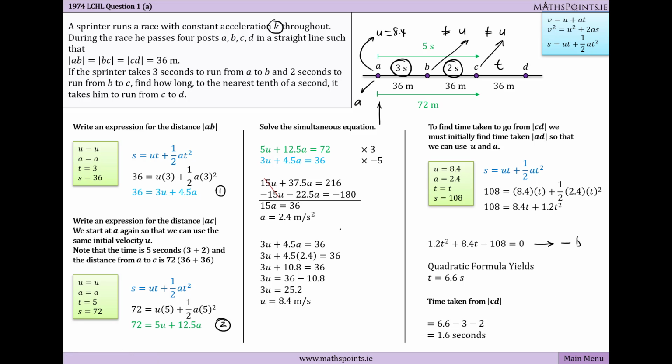These are called common initial velocity questions because we want to go back to A each time to start sections of the journey so that we can use this common initial velocity U.